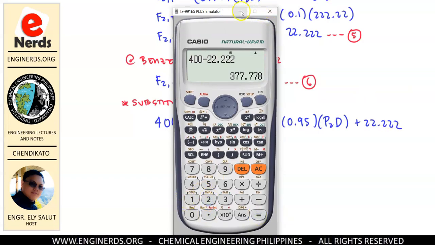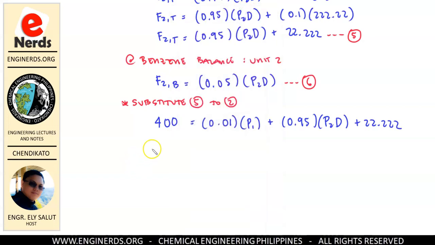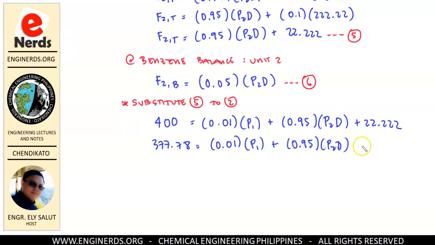So we have 377.78 is equal to 0.01 times P1 plus 0.95 times P2D. Okay? Now, I will name this as equation 7.